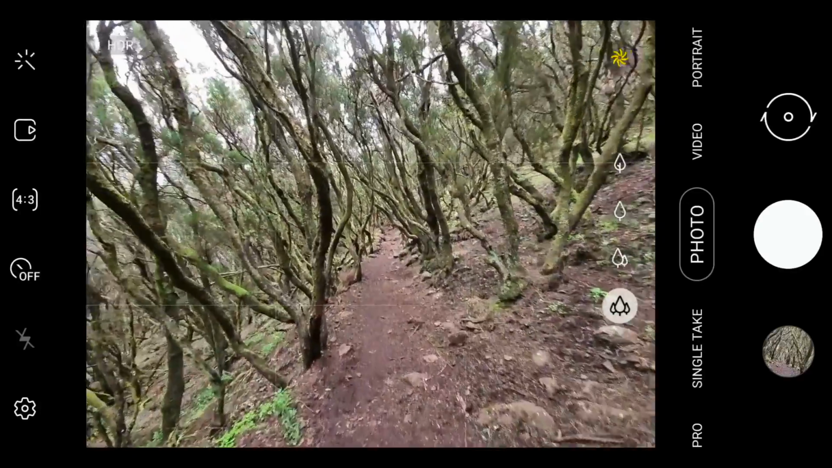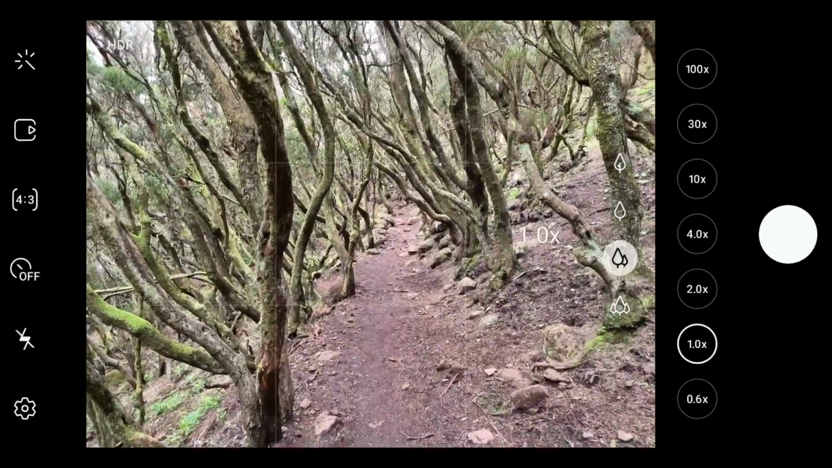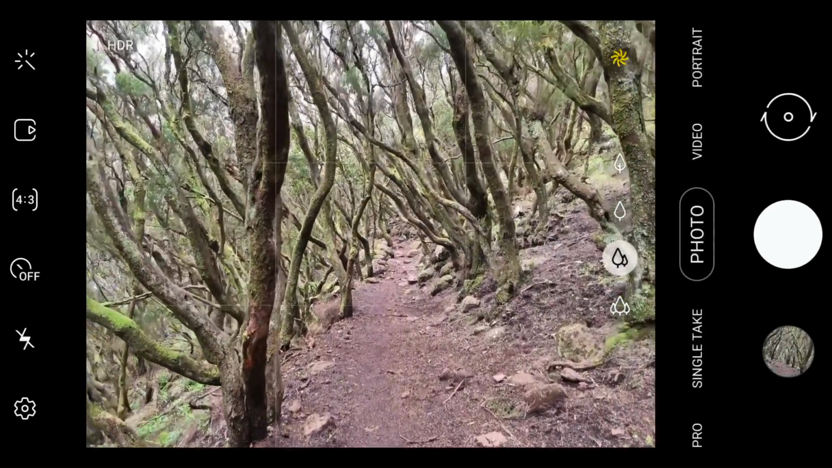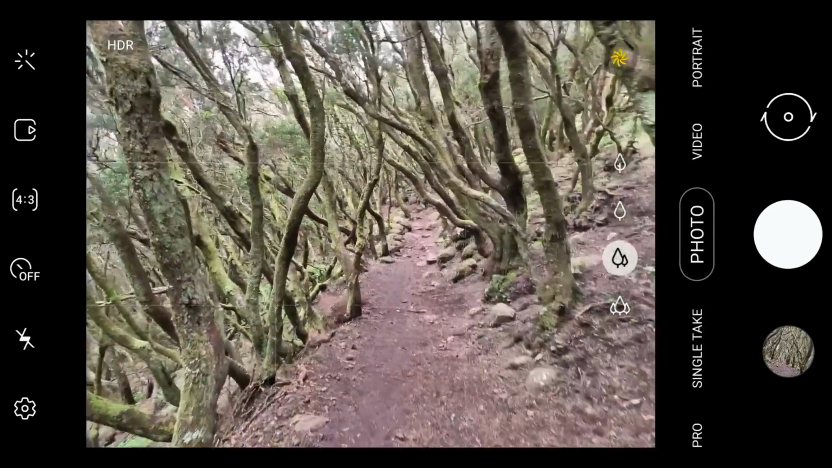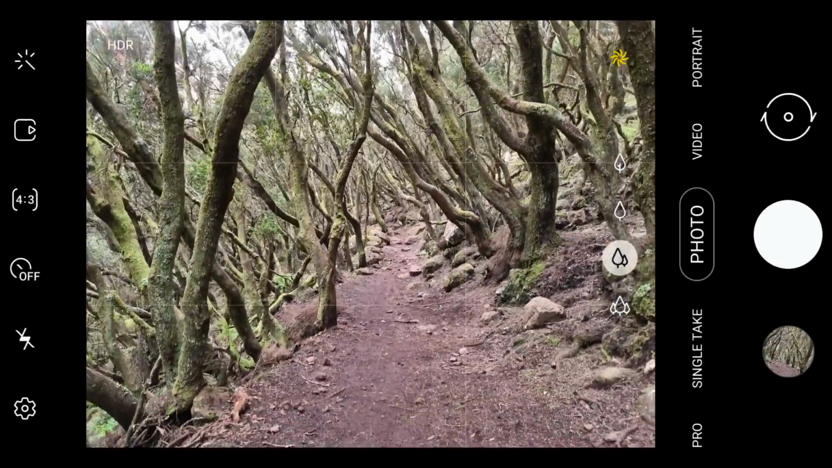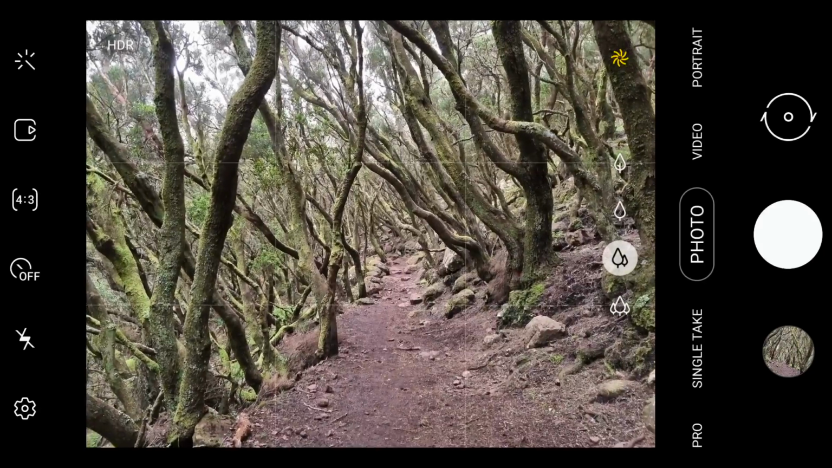So it's a very, very good compositional technique to really take dramatic photos that have a lot of tension in them as well.